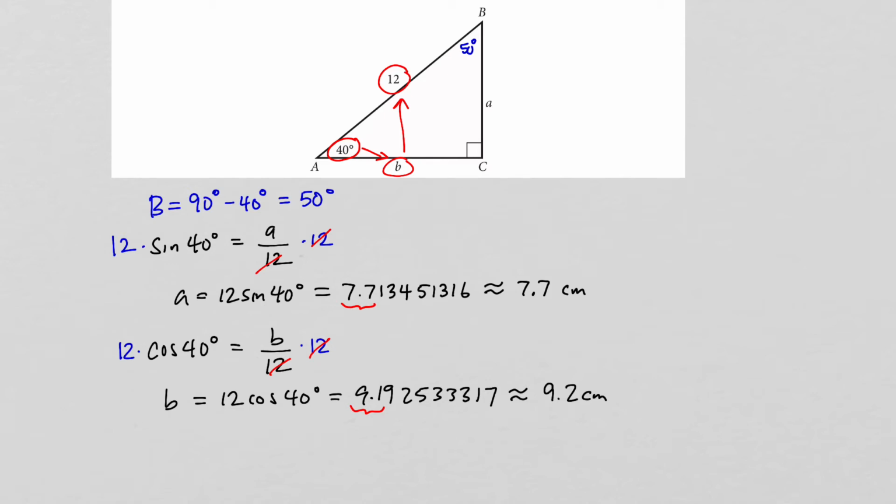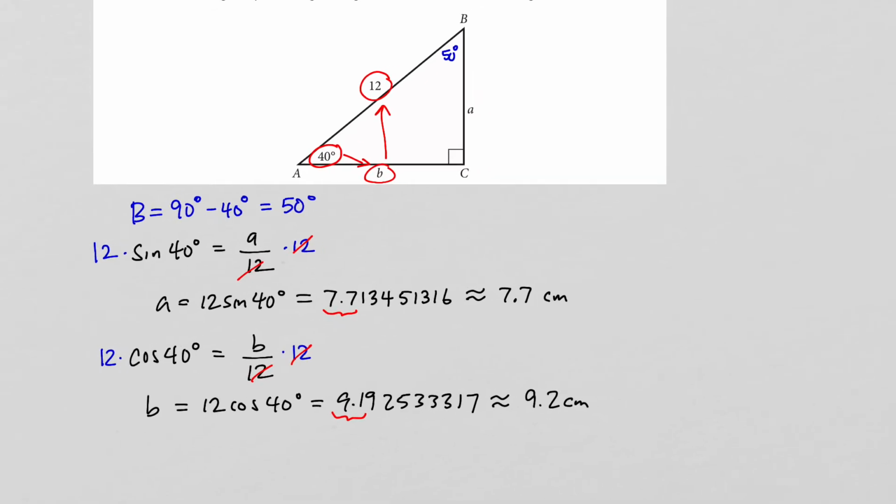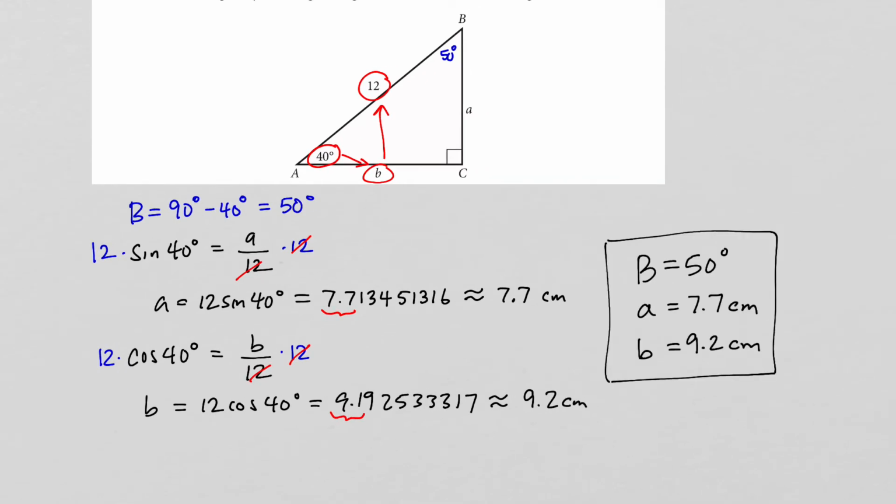So now I'll just summarize the solution to this triangle. I like to put the solution in a little box like this. Angle B is 50 degrees. Side A was 7.7 centimeters and side B was 9.2 centimeters.